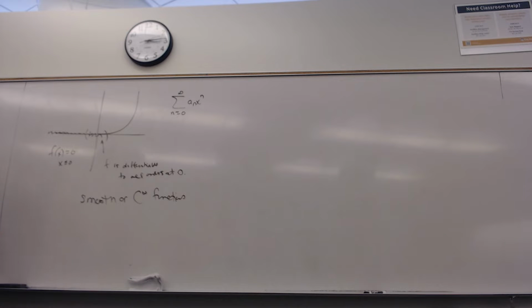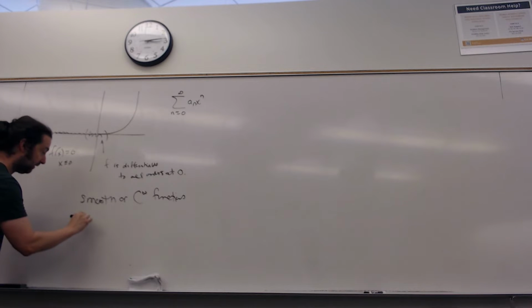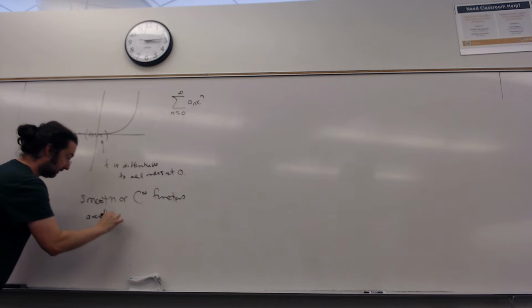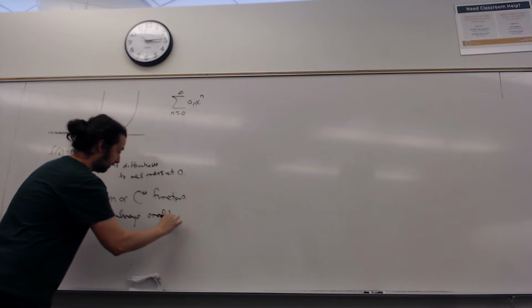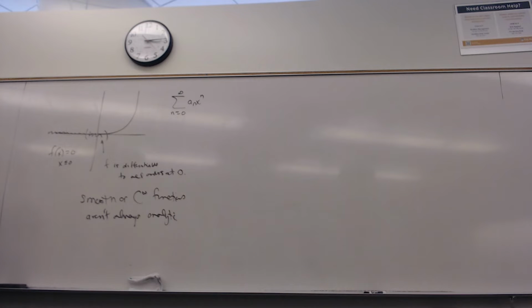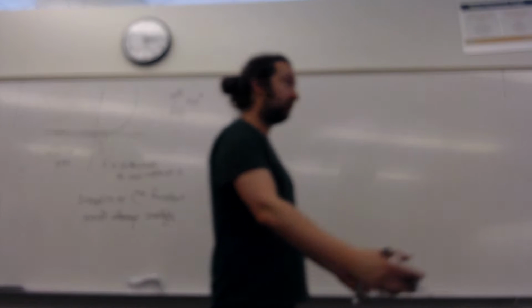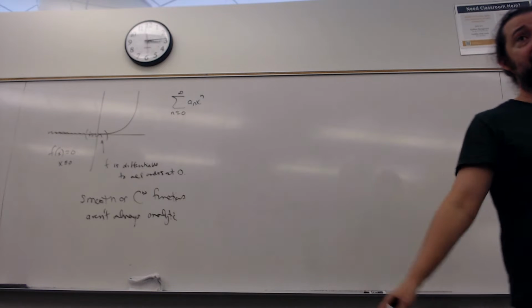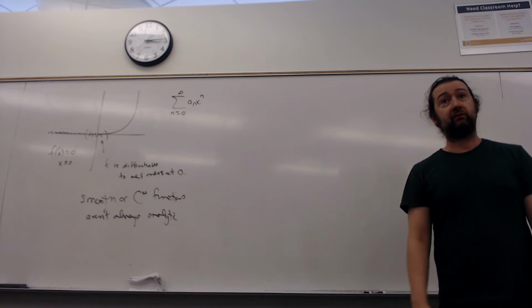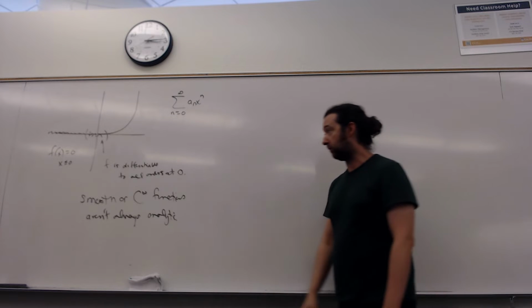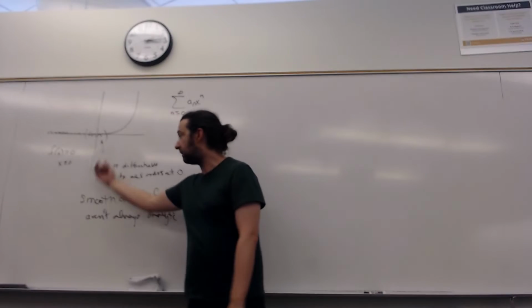C infinity or smooth functions in real calculus aren't always analytic. So there is no power series that describes this function. And I actually was curious if anybody else can figure out why. What's going on here? Why can't this thing have a power series? What could go wrong? Well, what if it was analytic? What would that say? What would we need to guarantee that it had a power series?